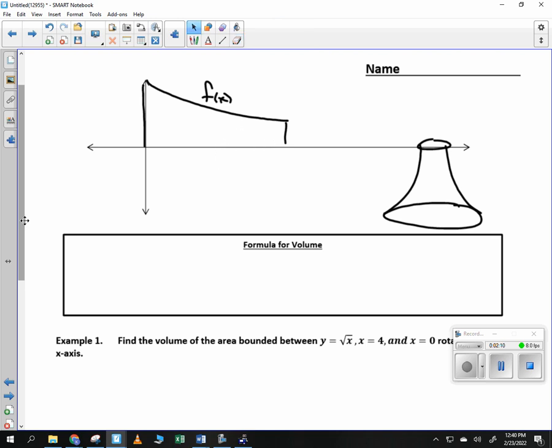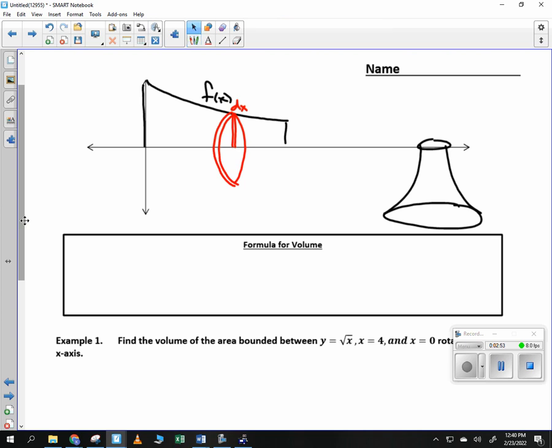I'm going to do what we did before, which is draw a rectangle for area. Does that have horizontal width or vertical width? It has horizontal width of dx, doesn't it? And I'm going to take that rectangle and spin it around. When I spin it around, I'm going to get this. If I just spun the rectangle, that's what I get, wouldn't I? I'd get a slice of this thing.